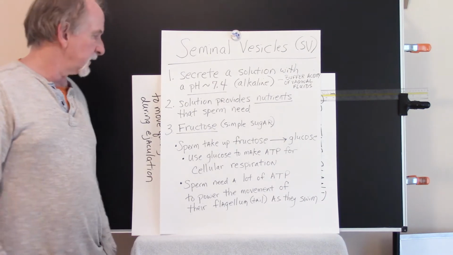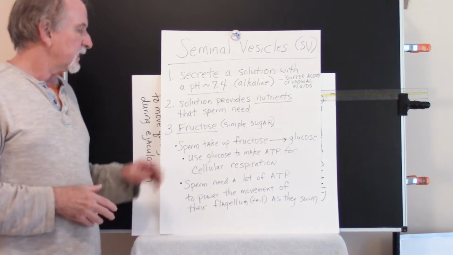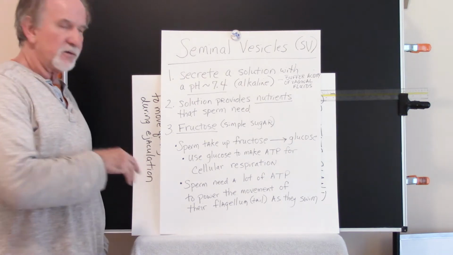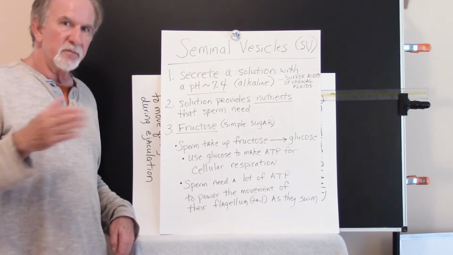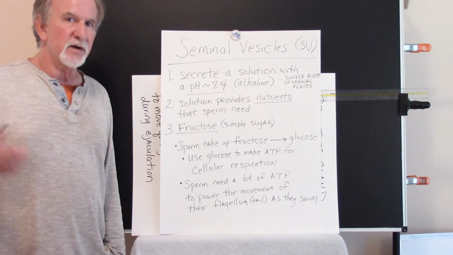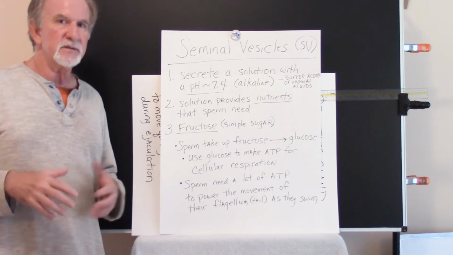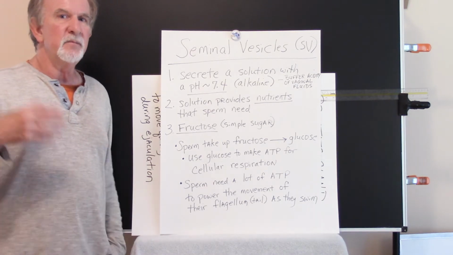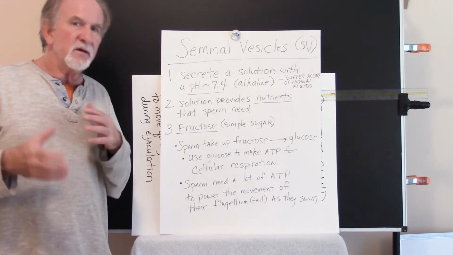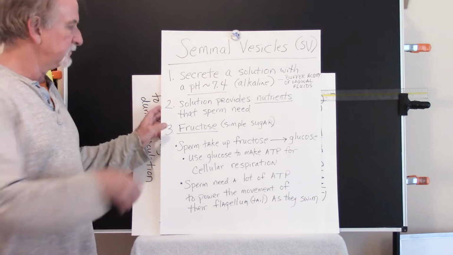So fructose is a simple sugar or monosaccharide, and it's found in the solution secreted by the seminal vesicles, hence it's found in semen. And sperm take up the fructose and then convert it to glucose, and then use the glucose to make ATP by cellular respiration. So it turns out that the whipping of the flagellum of a sperm cell back and forth is an ATP-dependent process. And sperm cells need a lot of glucose as a fuel substrate in order to make ATP. Not surprising, sperm contain a fairly large number, I guess, of mitochondria, considering how small they are as cells.